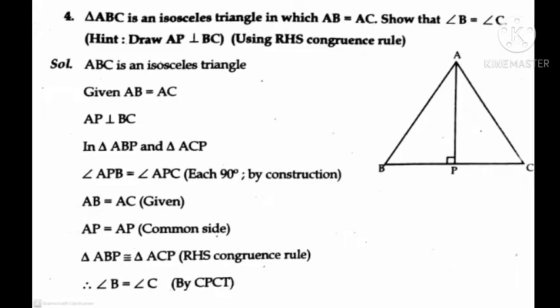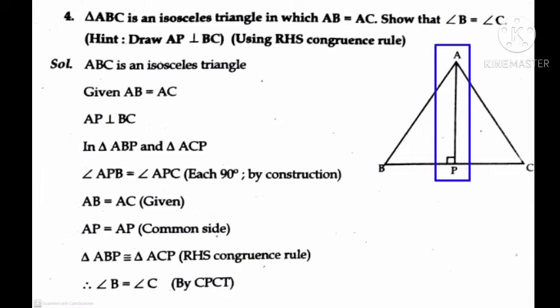Next question. Triangle ABC is an isosceles triangle in which AB equal to AC. Show that angle B equal to angle C. Solution. ABC is an isosceles triangle. Given AB equal to AC. Step, draw AP perpendicular to BC.